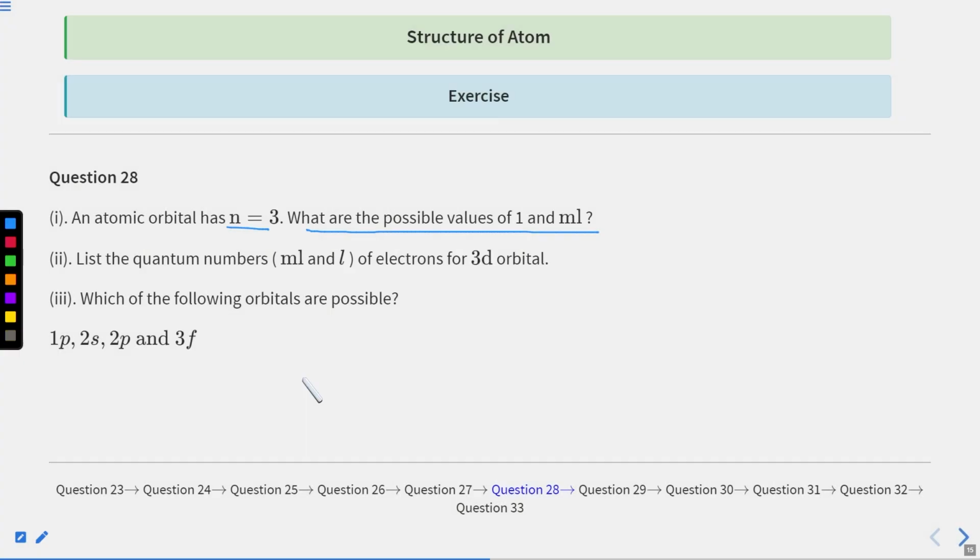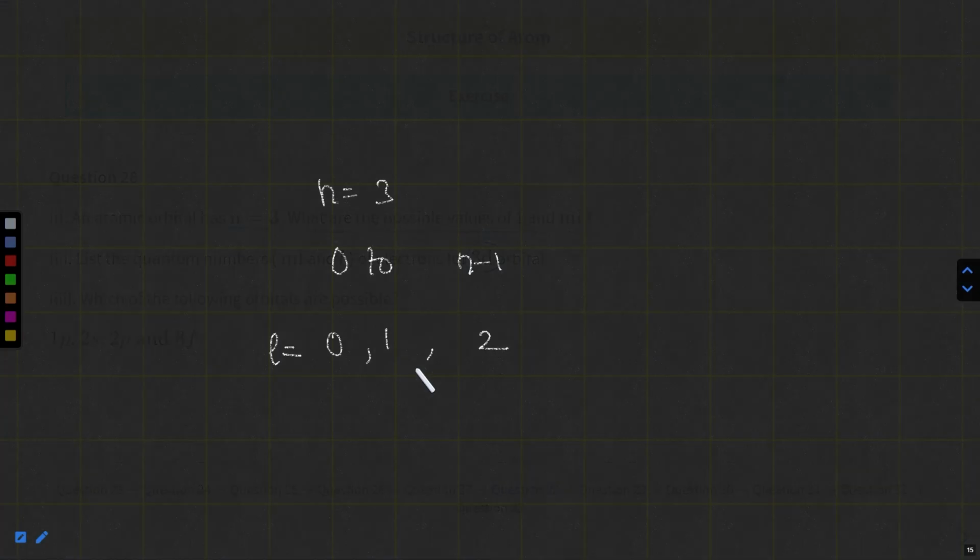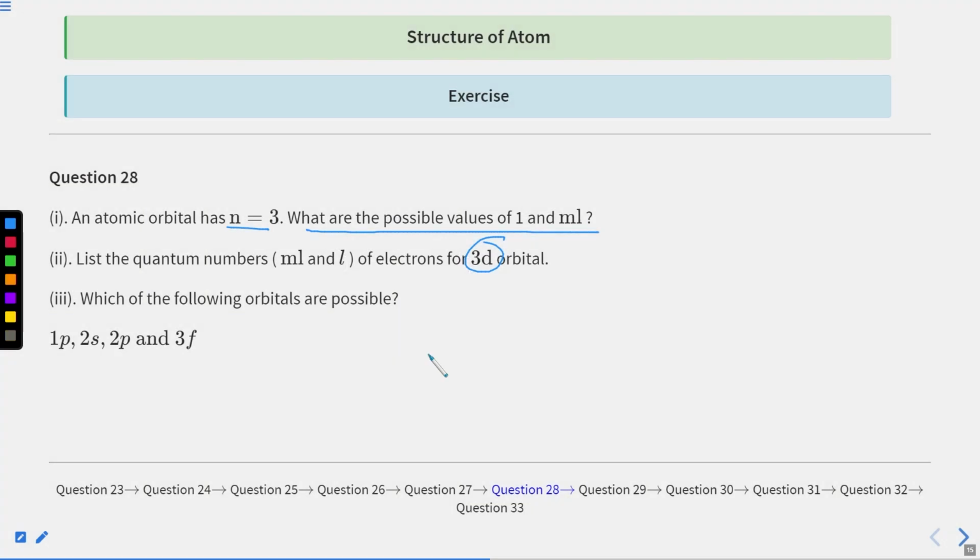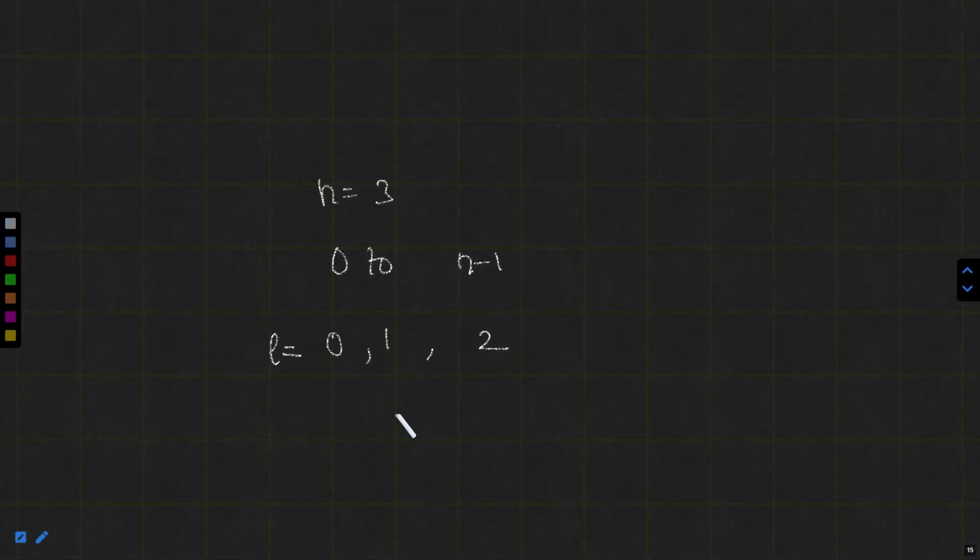Now if I talk about ml, list the quantum numbers ml of electrons of the 3d orbital. It is mentioned here that it should be the 3d orbital. So 3d orbital means the value of n will be 3, the value of L will be 2, and the value of ml can be minus 2, minus 1, 0, plus 1 and plus 2.